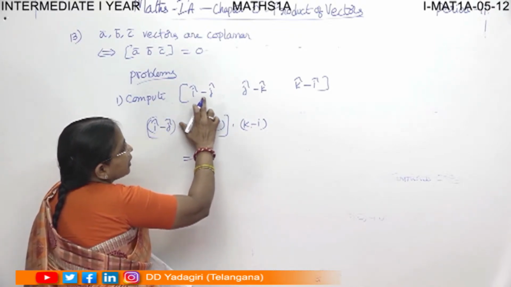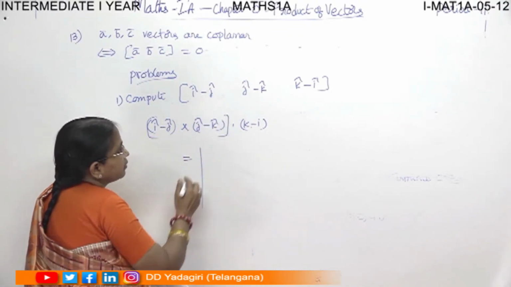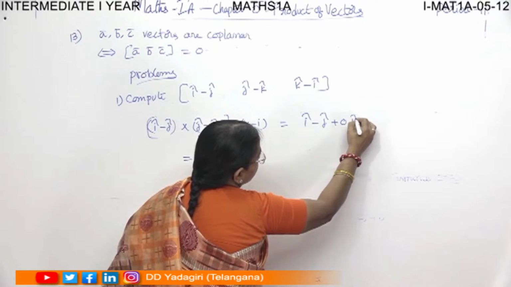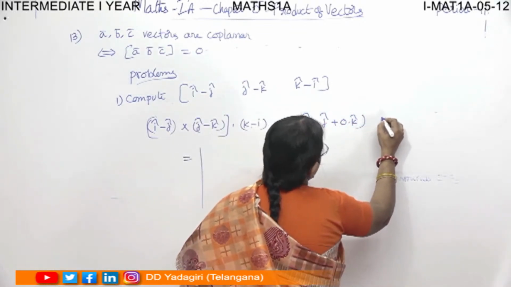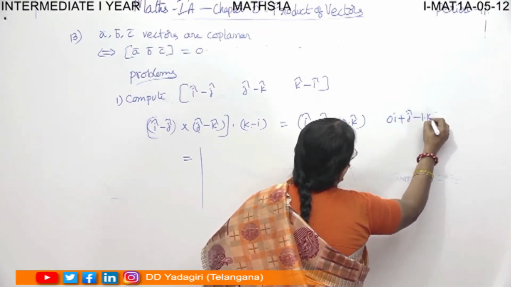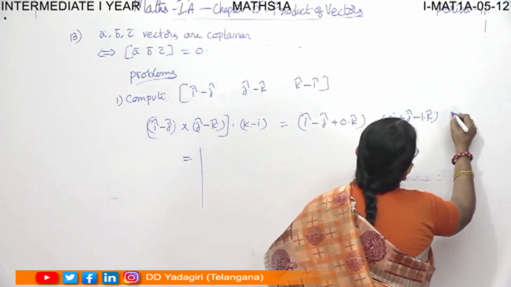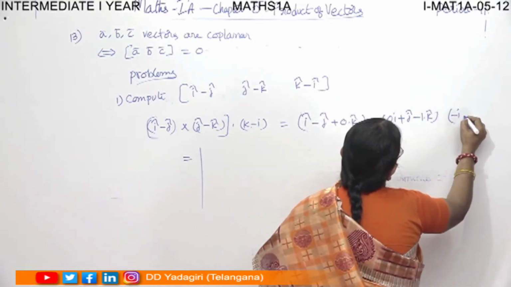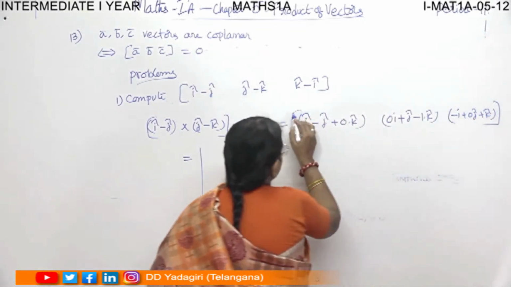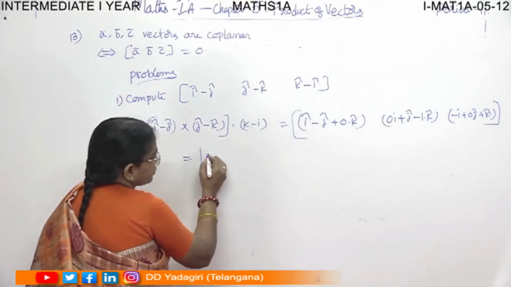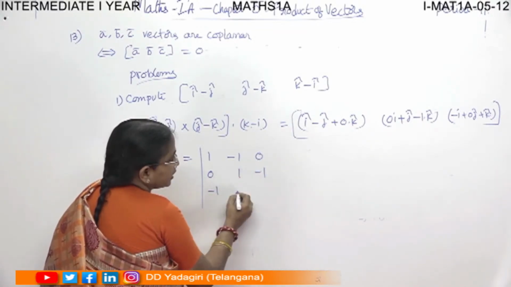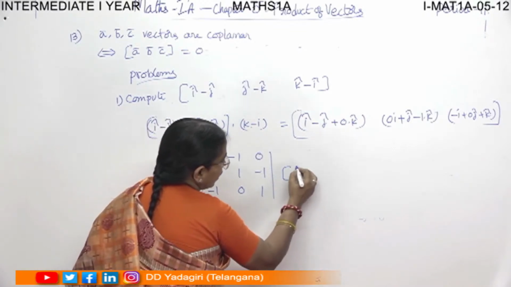This is nothing but i minus j plus 0k. The second one is 0i plus j minus 1 into k. And the third one is minus i plus 0j plus k. These are the three vectors. So their box product is, now write the coefficients: 1, minus 1, 0, then 0, 1, minus 1, then minus 1, 0, 1, into box IJK. This is what we studied.